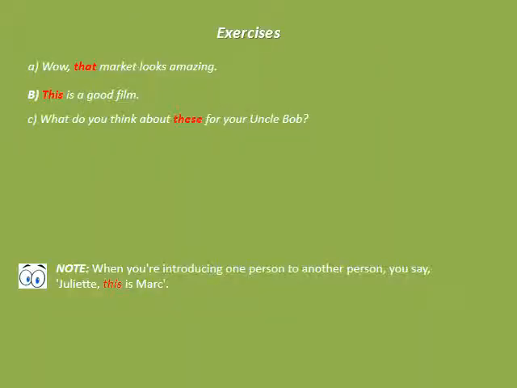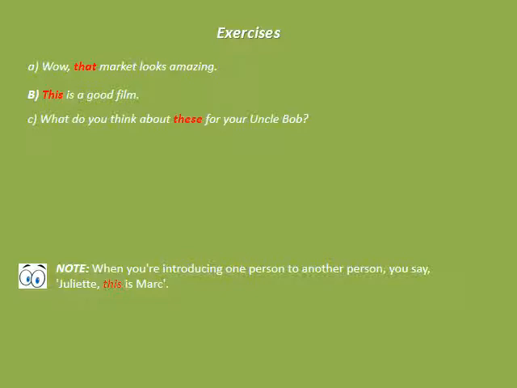Now you can look at some sentences. Letter A. Wow, that marker looks amazing. The marker is far from the person who expressed the sentence. B. This is a good film. You want to explain that the film you see at this moment, near you, is good.